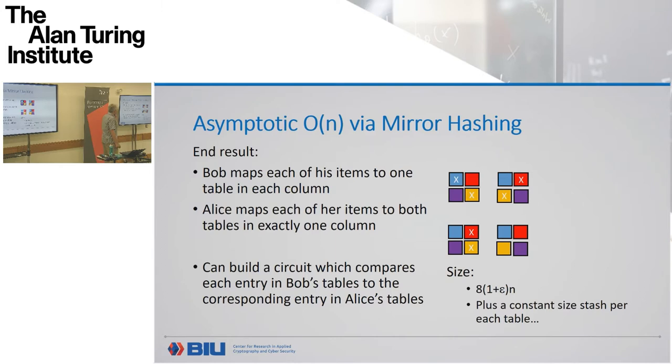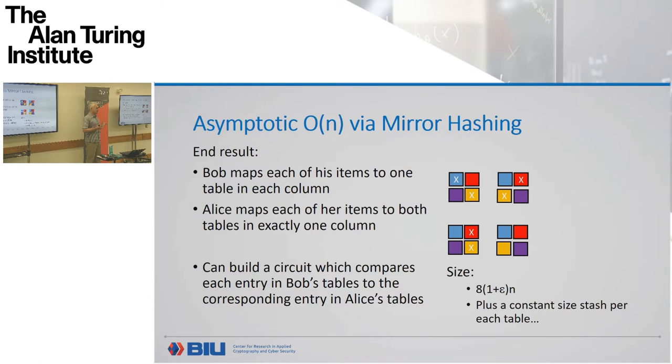So what we got is that Bob, if you remember, put each of his items in one table in each column, and Alice put each of her items in the two tables in exactly one column. Overall, we see that for each item there's an intersection of exactly one table where both Alice and Bob put it. In this case, it's this yellow one.